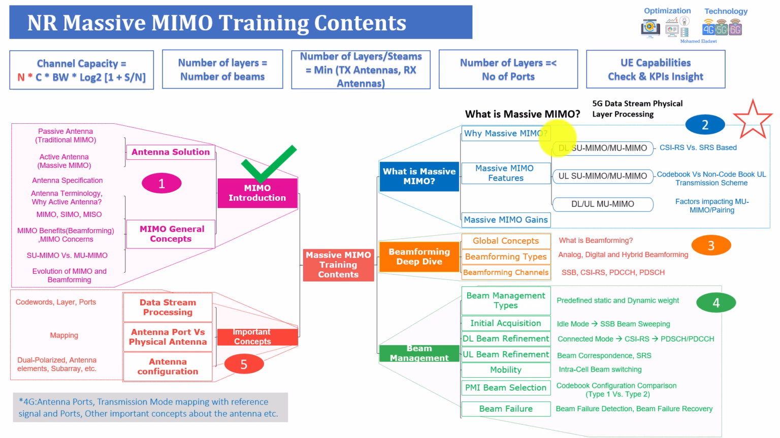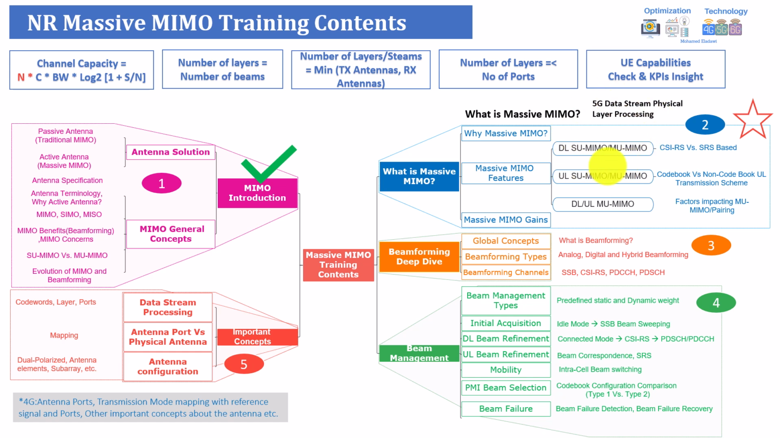Then we will go through a very basic understanding of how the data stream in the physical layer is processed. I will take a high-level view of it, because I need to address which points in the physical layer processing the radio optimization can tune to improve the massive MIMO performance in general.